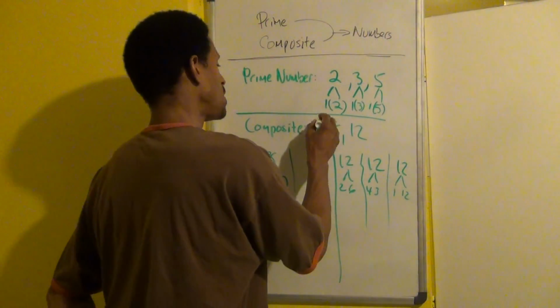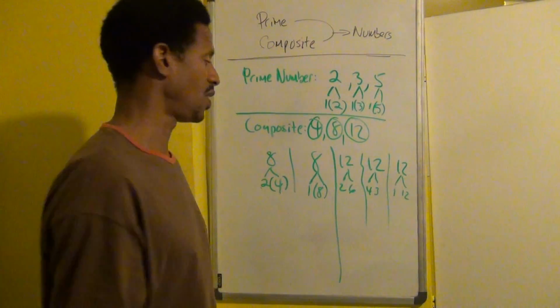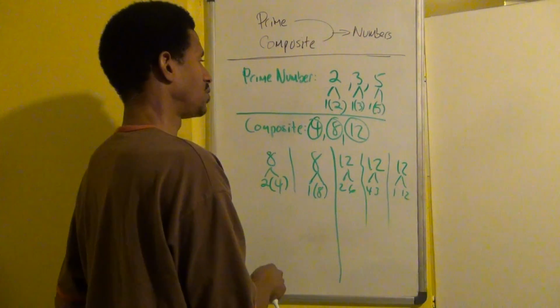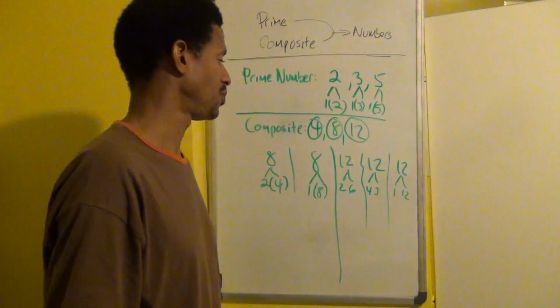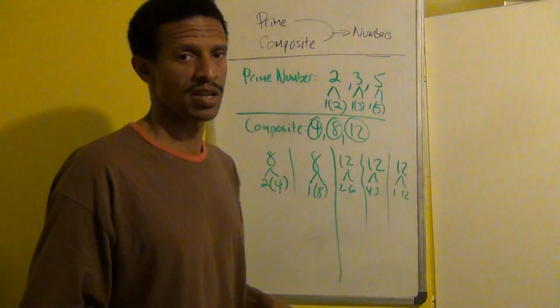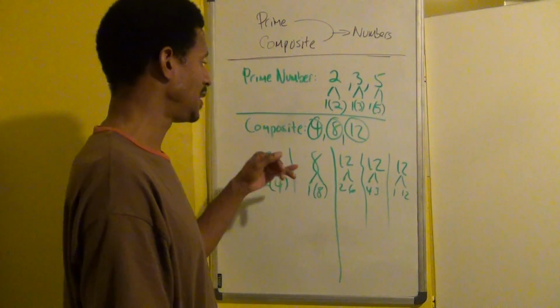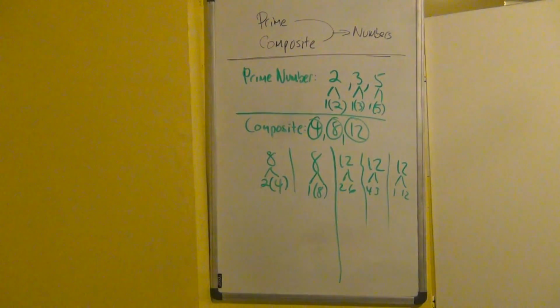So you can see why these numbers are composite. They definitely have more than two factors. You can see why these numbers are prime, because they have two factors only. I'm going to end this video talking about prime and composite numbers, and then we're going to jump right into prime factorization.